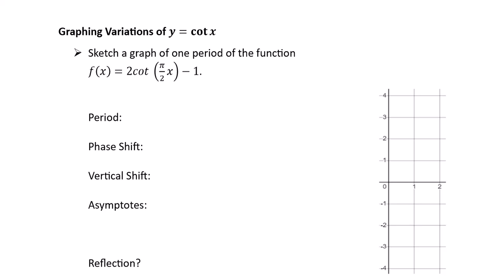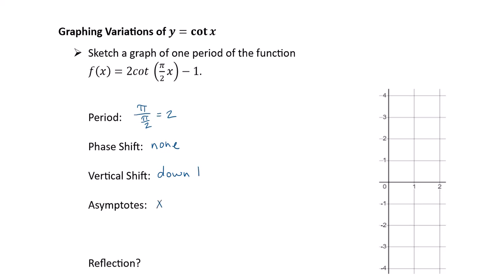Let's sketch a graph of one period of this function, 2 cotangent of pi over 2 x minus 1 is our function f of x. And starting with our period, remember it's pi over b. b is pi over 2. So that settles out to be 2. So we have a period of 2. There is no phase shift. We do have a vertical shift downward 1 unit.